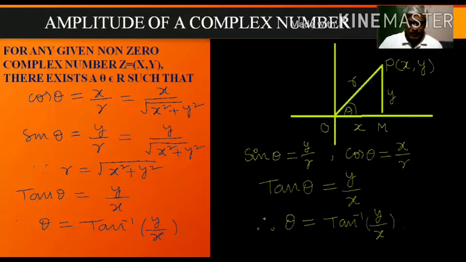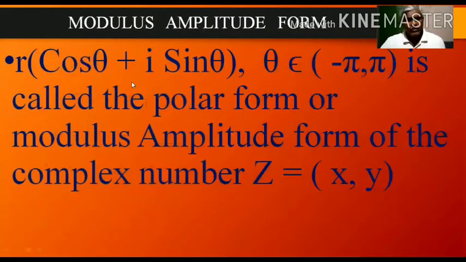The point can be taken as (a, b) also. In that way, theta is tan inverse of the imaginary part by the real part. So look at this modulus amplitude form of a complex number, a very important concept in this chapter.